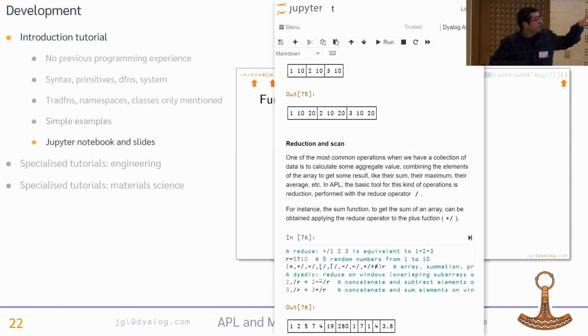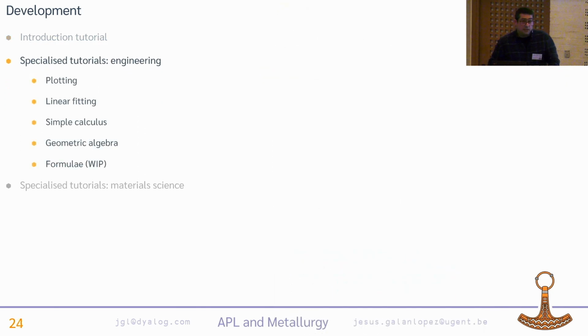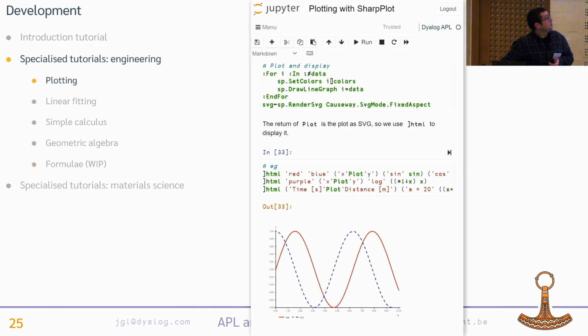I have this both as a presentation and as a Jupyter notebook so that they can follow it on their own, or I can show it in a lecture or something like that. Then after teaching them this, I move to more specialized tutorials, and I have written a few of them that could be useful mostly to any engineer.